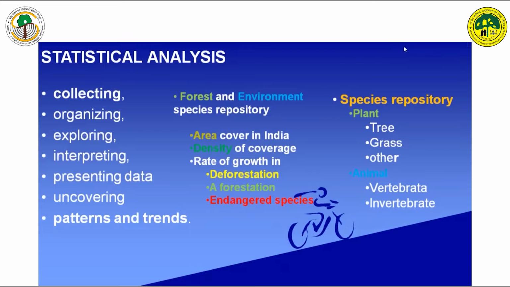But the forest and environment species repositories have already been collected into the database with respect to all these tools like remote sensing, GIS, human enumeration systems, or many more operations by different ranges of people doing their tasks of enumeration. But the area covered in India, density of coverage, rate of growth, whether deforestation or afforestation, and which are the endangered species, that is a big task, especially for endangered species.